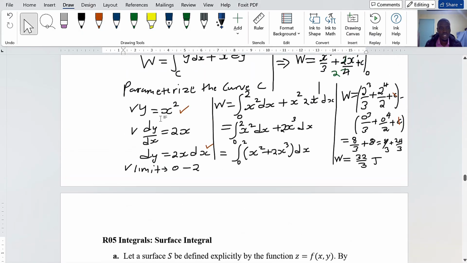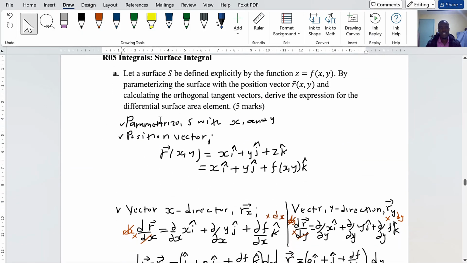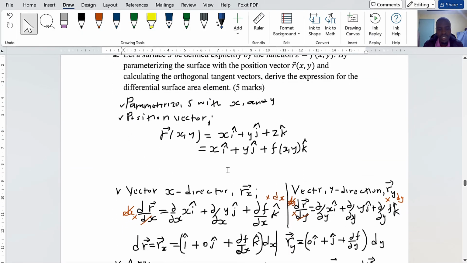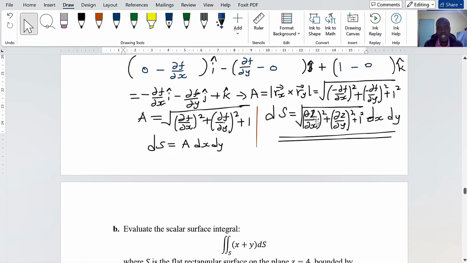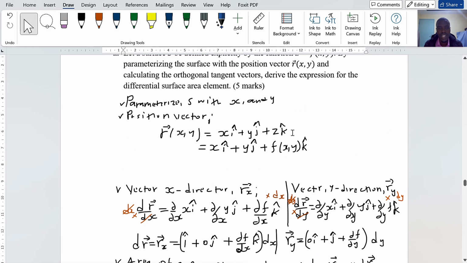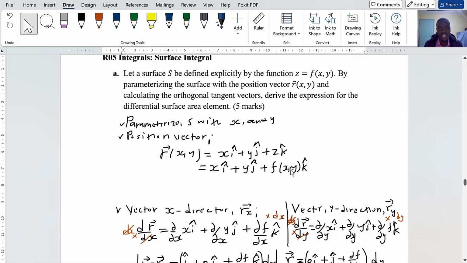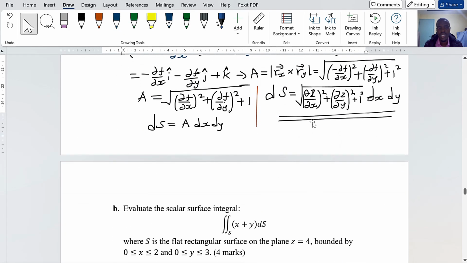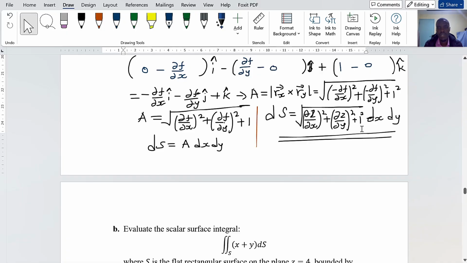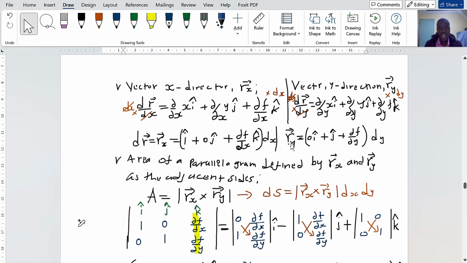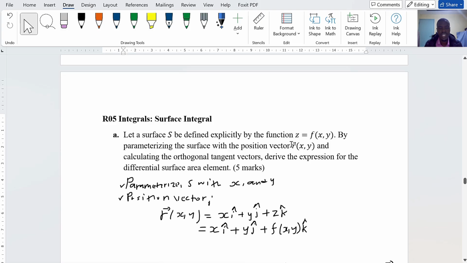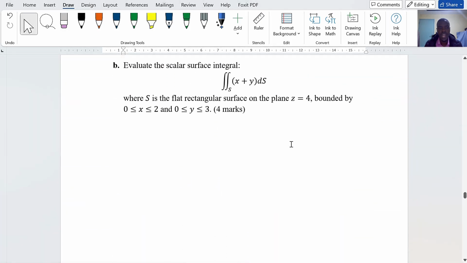So your question was to calculate the orthogonal tangent. By calculating the orthogonal tangent which you have done, derive the expression for the differential surface area element. The equation is dz over dx squared. Remember our f is just z. The whole of this is z. So dz over dx squared plus dz over dy squared plus 1 squared, then dx dy. So that is how we work with that problem. So we have derived our differential surface area element. Now we need to apply it to this problem.